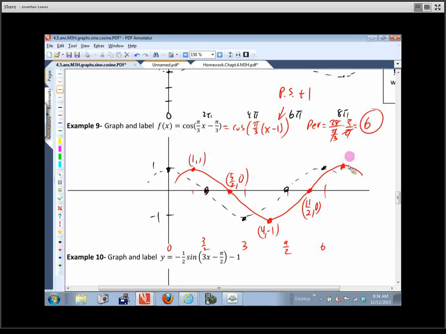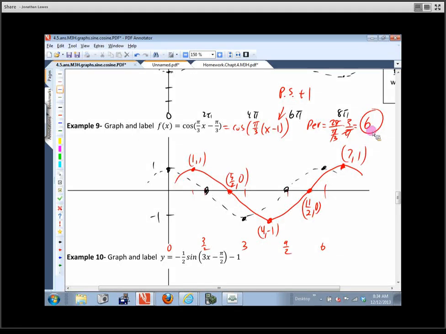What is this last point? 7, 1. You should be able to look at this and know for sure that you got it right, because how far is it between the start of the cycle and the end of the cycle? How long does it take? 6. From 1 to 7 is 6. Did we get it right? Yes, we did. Okay? Now, remember, this sped it up just slightly.